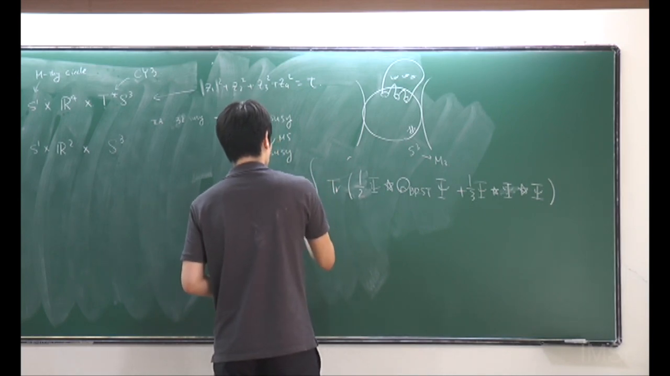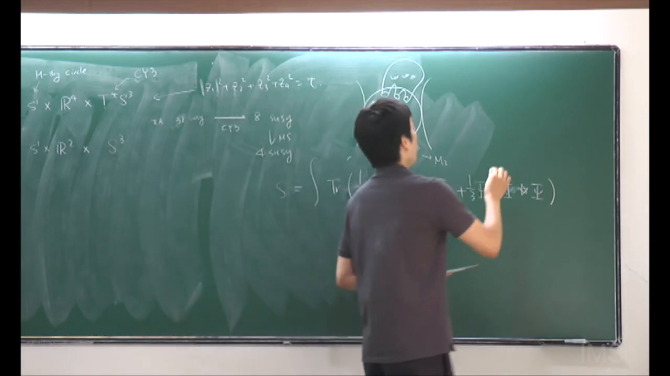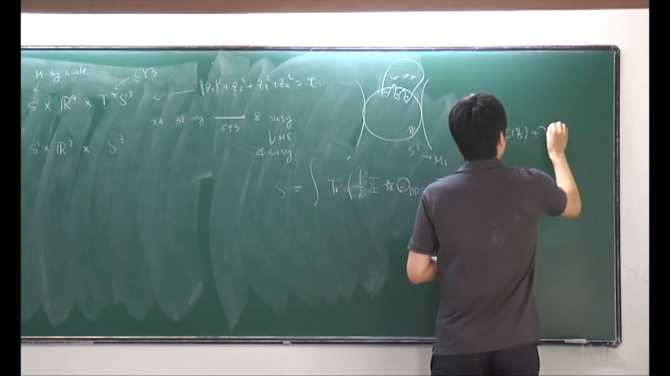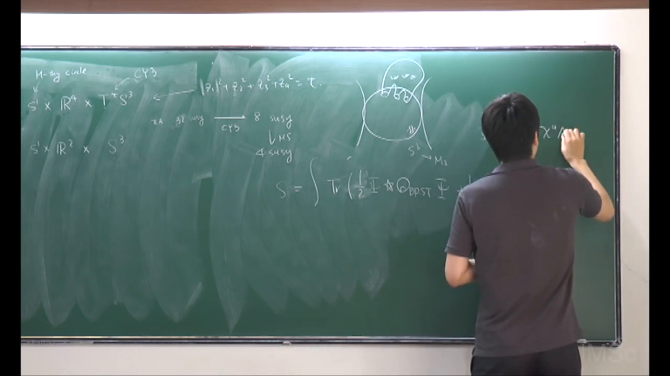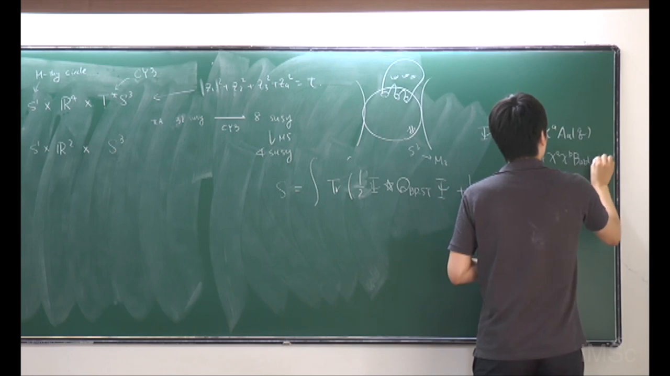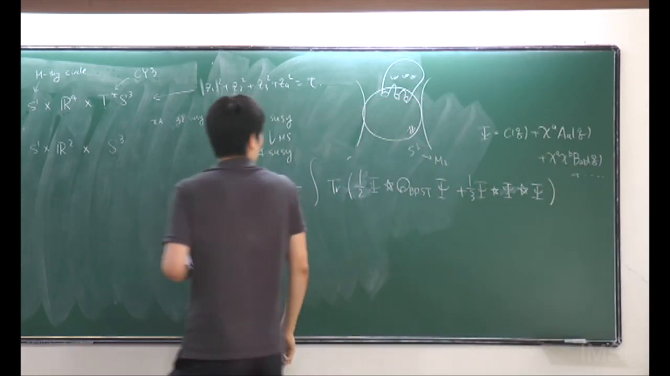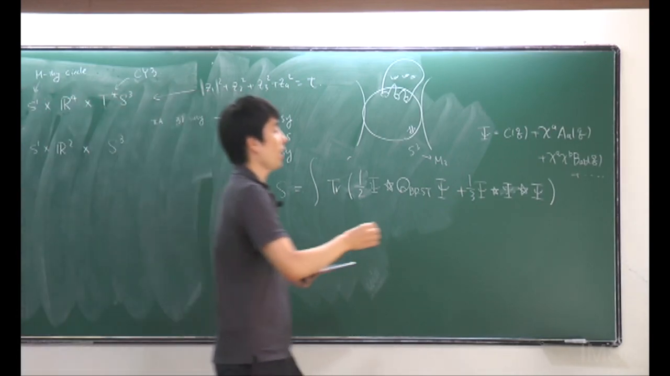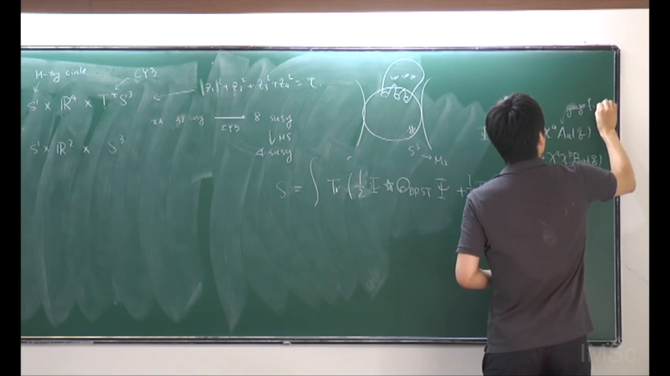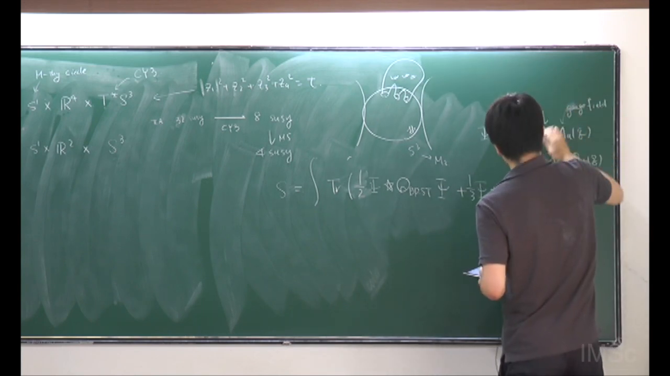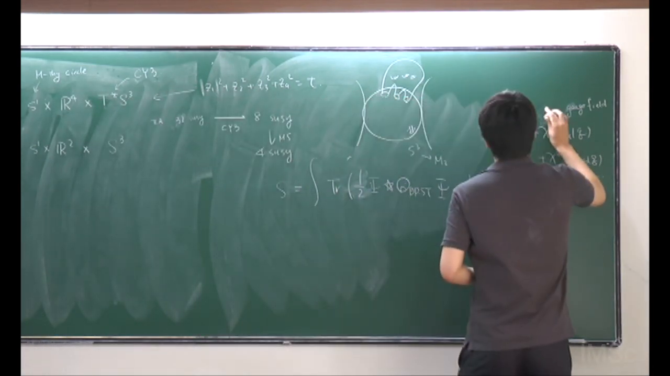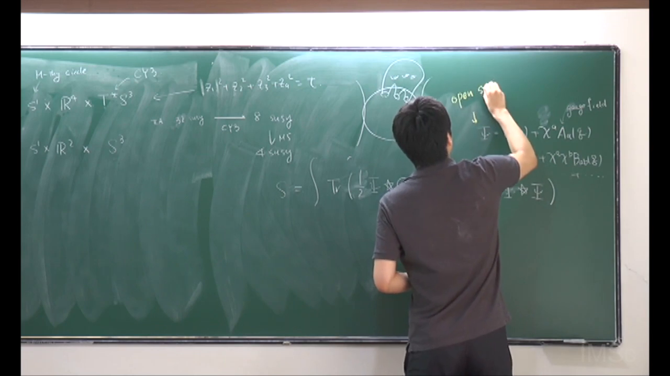This action of the open string field theory is given here, where psi is given by c of Q plus chi A of the A, Q and psi, chi A chi B, and so on, where A is a gauge field. Sorry, I should mention, this is an open string field.